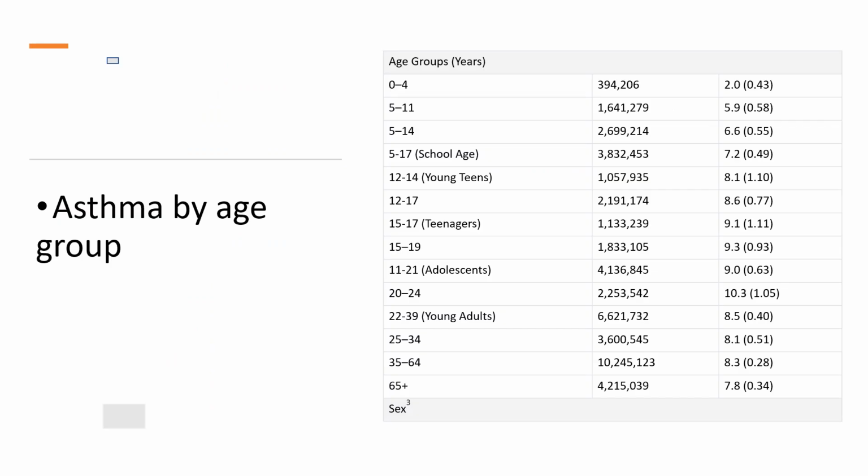So when you look at asthma by age groups, you look at the number of people as percentages. 0 to 4 makes up 2%. Over the age of 65 makes up 8%. And you can see there's a fairly good, equal distribution. It seems that really from the age of 17 to the age of 24 seems to be the largest. If we had a bell-shaped curve, that's where the largest percentage of people would reside. That's where the middle of the bell would be. But you can see it's a fairly equal distribution.